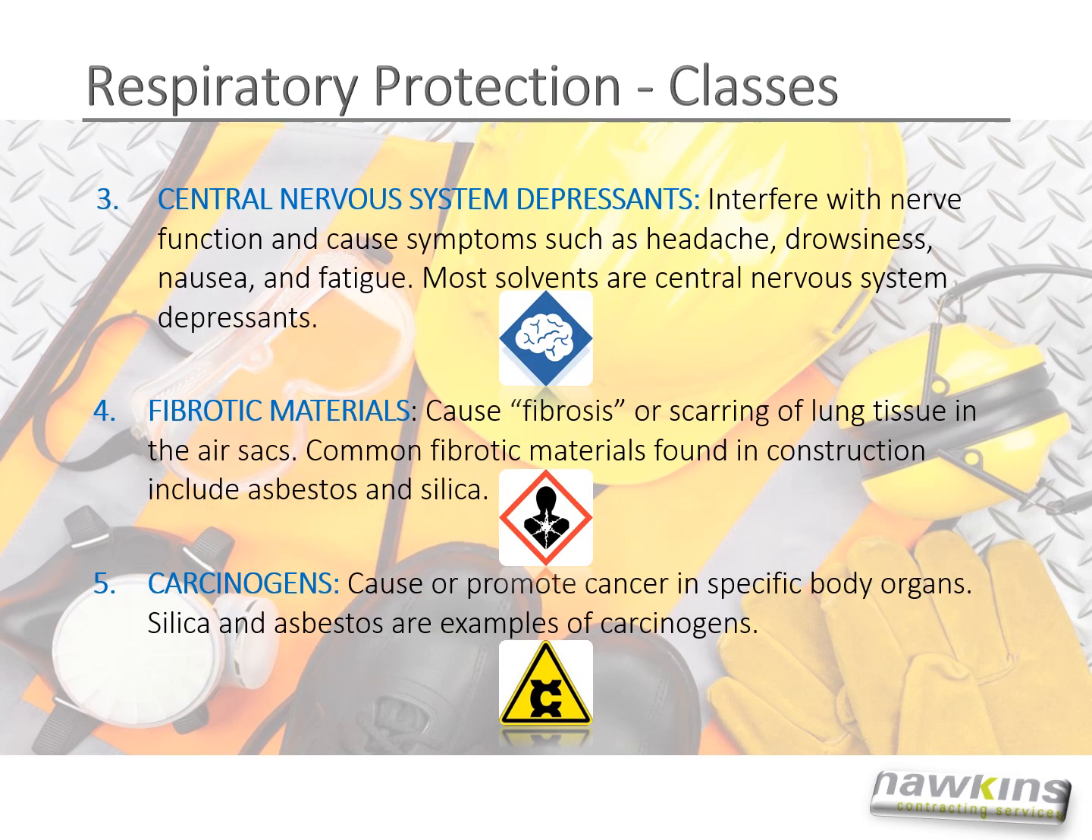Central nervous system depressants. They interfere with nerve function and cause symptoms such as headache, drowsiness, nausea, and fatigue. Most solvents are central nervous system depressants. Fibrotic materials. They cause fibrosis or scarring of lung tissue in the air sacs. Common fibrotic materials found in construction include asbestos and silica. Carcinogens. They cause or promote cancer in specific body organs. Silica and asbestos are examples of carcinogens.